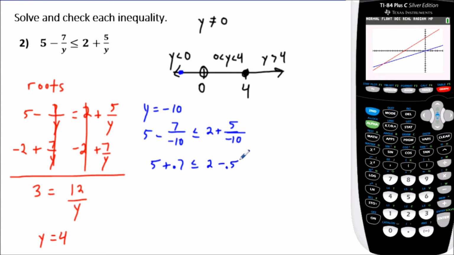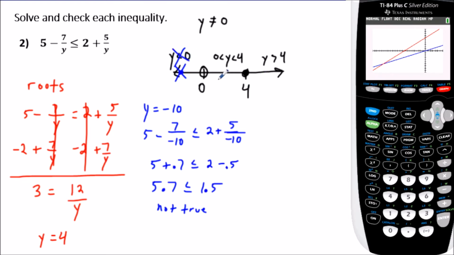Okay, so all we're doing is testing out this first interval here. Now we've got 5.7 is less than or equal to 1.5, which is a false statement. So since this is false, this is not true. That means this is not a solution, so this interval is not part of our answer.